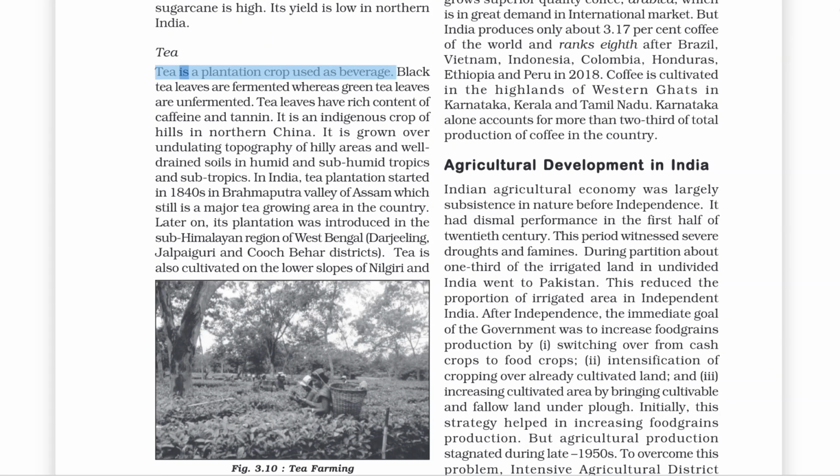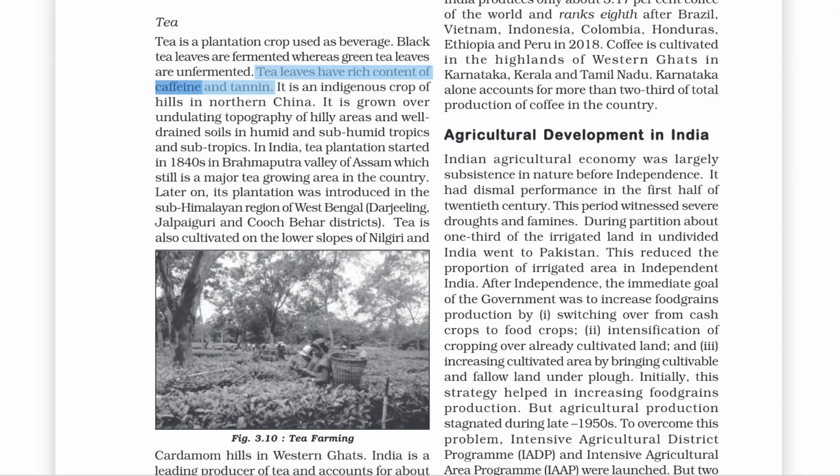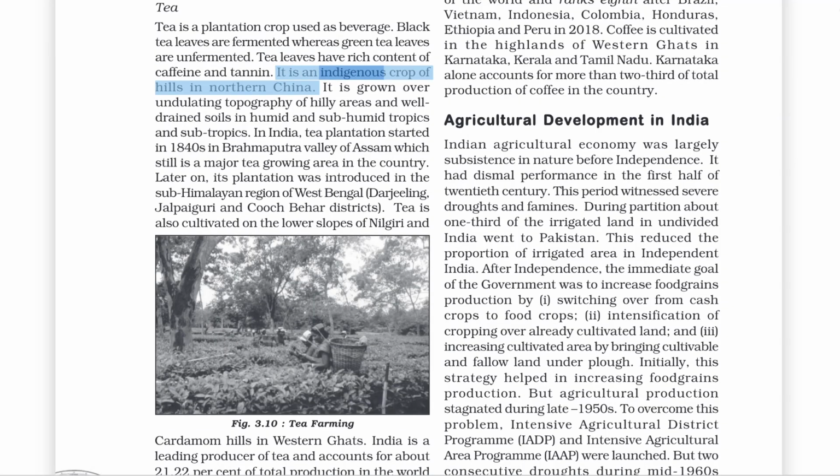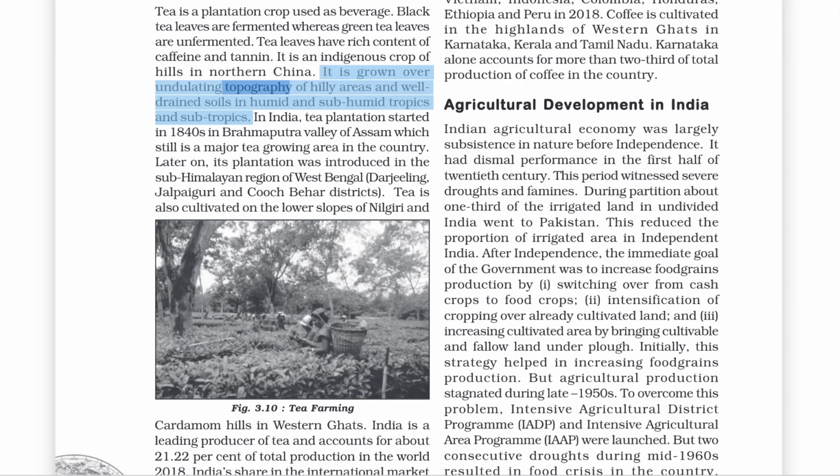Tea. Tea is a plantation crop used as beverage. Black tea leaves are fermented whereas green tea leaves are unfermented. Tea leaves have rich content of caffeine and tannin. It is an indigenous crop of hills in northern China. It is grown over undulating topography of hilly areas and well-drained soils in humid and subhumid tropics and subtropics.